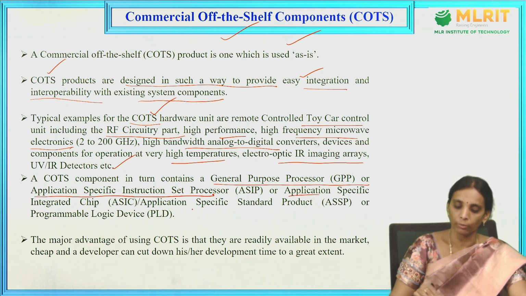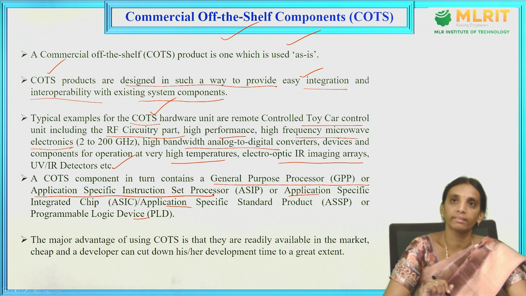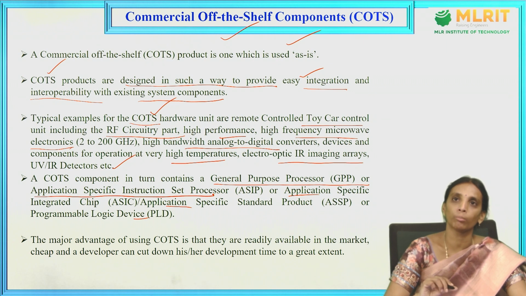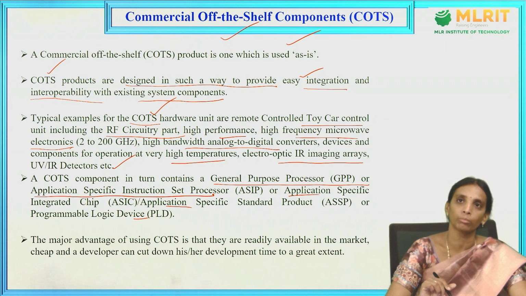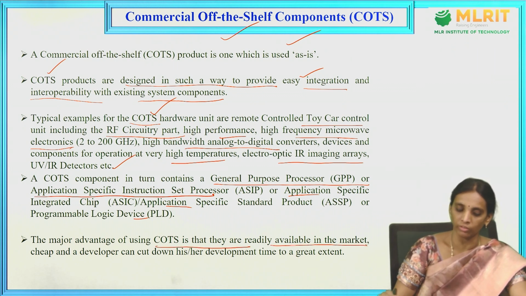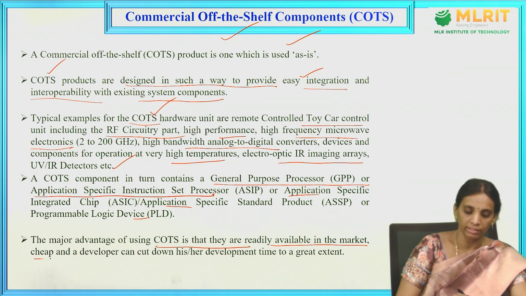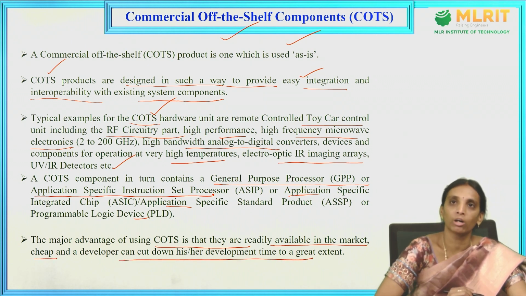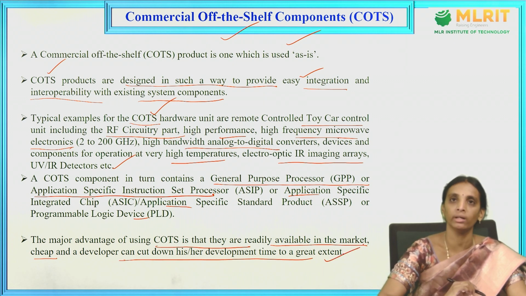Whatever processor we already have in the existing system, we cannot change that processor, but we need to use some more instructions or operations, and we need to add some more blocks to extend that existing system into the new one. The major advantage of cards is that they are readily available in the market, so they are cheap, and the developer can tailor the development according to their application requirements and implement it to a great extent.